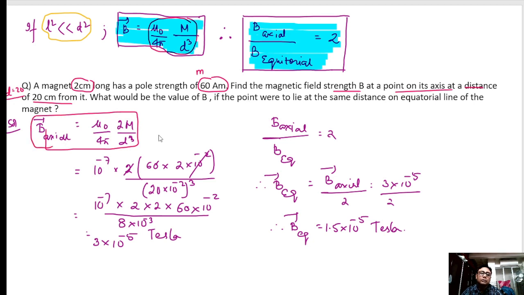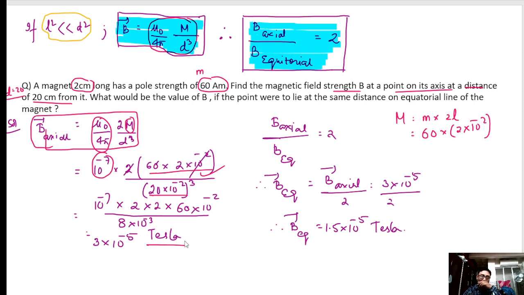Okay. So using mu 0 by 4 pi is 10 to the power minus 7, 2 into M. What is M? M is m into 2l. Here m is given as 60 and 2l is given as 2 centimeter, 2 into 10 to the power minus 2. And this is the distance d. So we are getting this much Tesla.